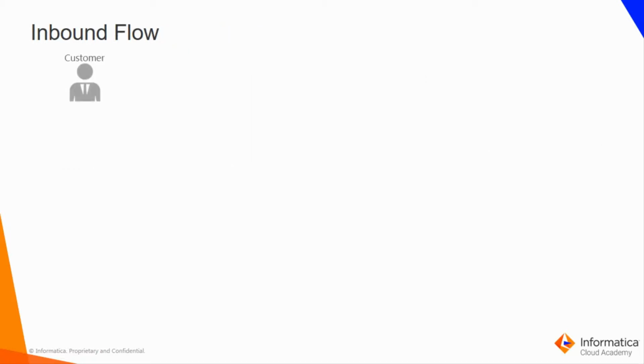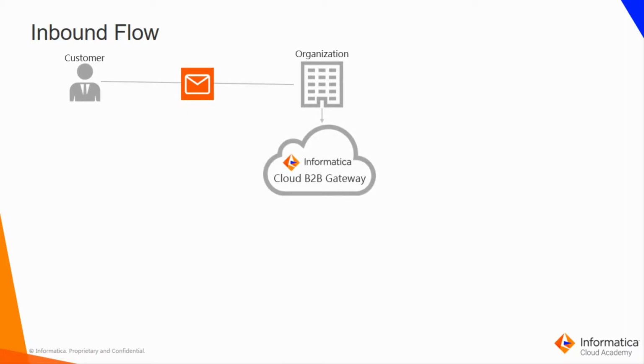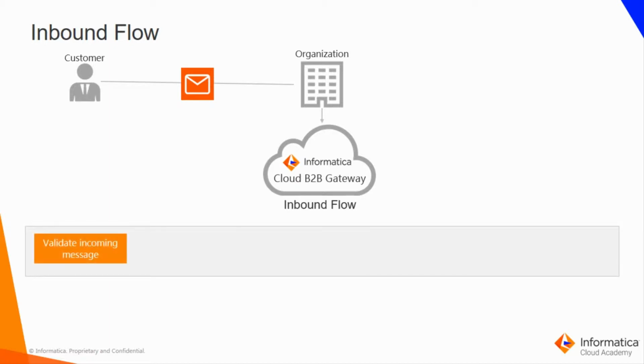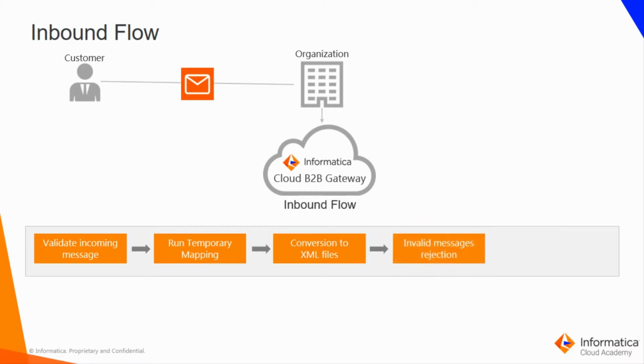When a customer sends an EDI message to an organization, the EDI message is submitted to the Informatica Cloud B2B Gateway, which in turn runs an inbound flow. Inbound flow has various stages. In the first stage, Informatica Cloud B2B Gateway validates the incoming message and runs a temporary mapping configuration task in Informatica Cloud, which converts all the valid EDI messages to XML interface files. The invalid EDI messages are rejected in this process, and Informatica Cloud B2B Gateway creates an error event.